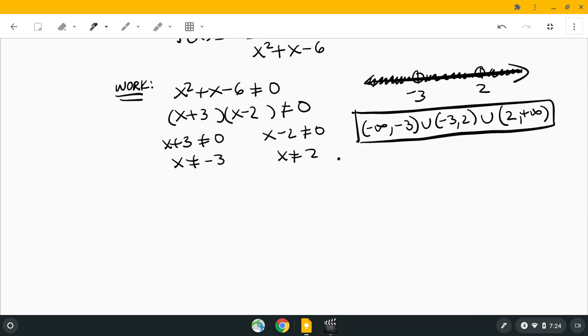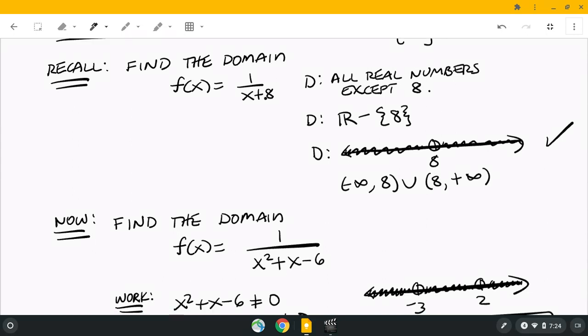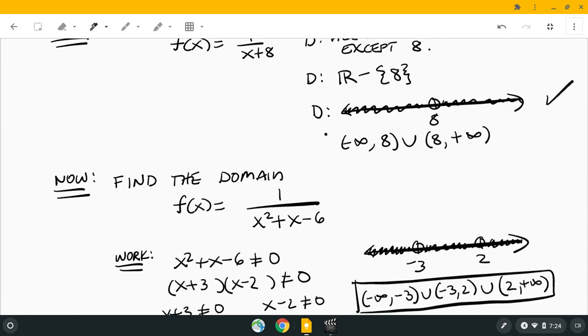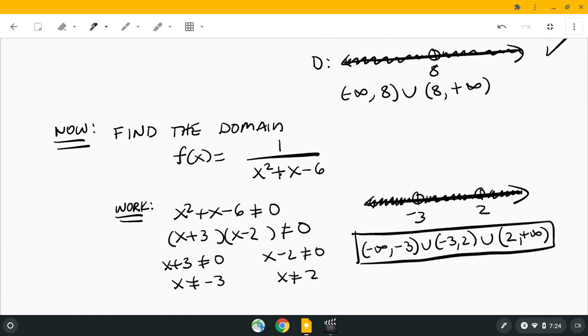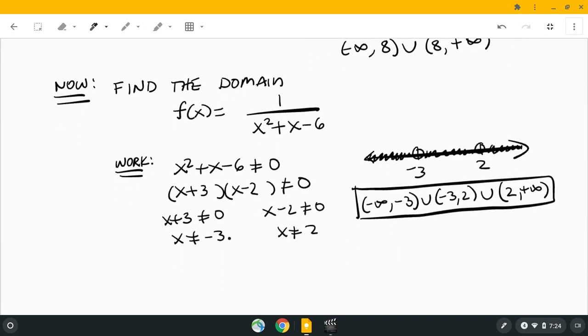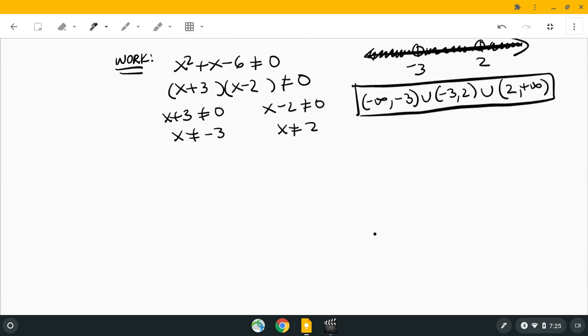So that's what's going to be different here as far as finding the domain. Before, you only had this one factor down below, so there was just the one value that was excluded. But now you'll have to factor that and solve, and those are going to be the values you have to exclude. All right, let's go ahead and take a look at a few more examples.